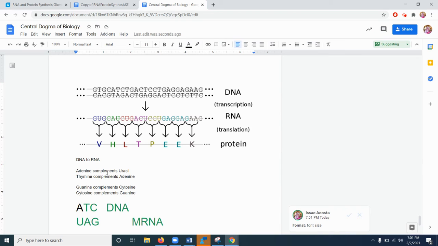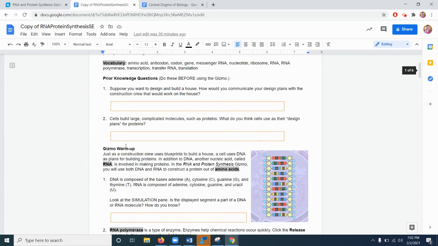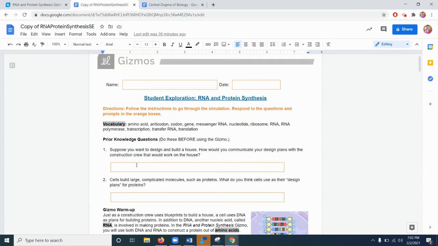DNA is the library, and the RNA is the copy of the book that you made, and you're going to take that information outside and use it to make something. In this case, the body is going to make that RNA into proteins, but that's translation. So in the gizmos, you're going to do that. You're going to answer these questions.